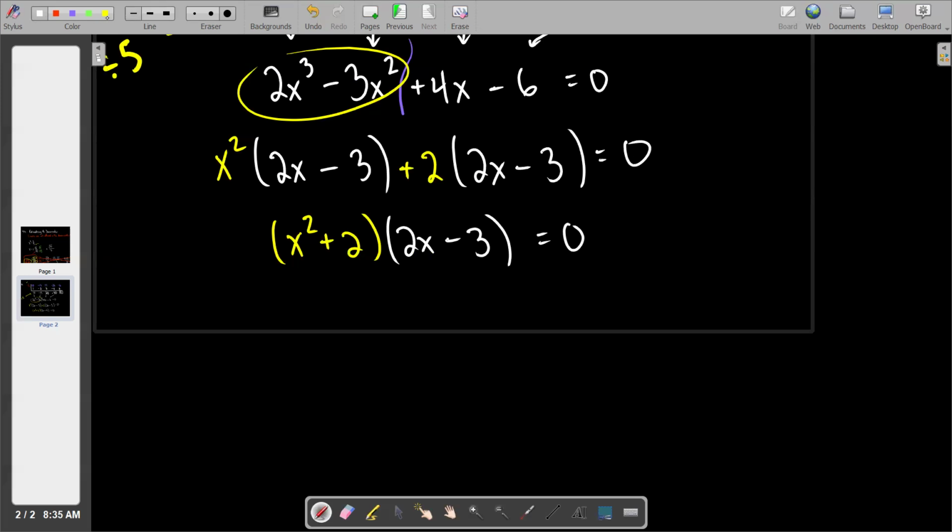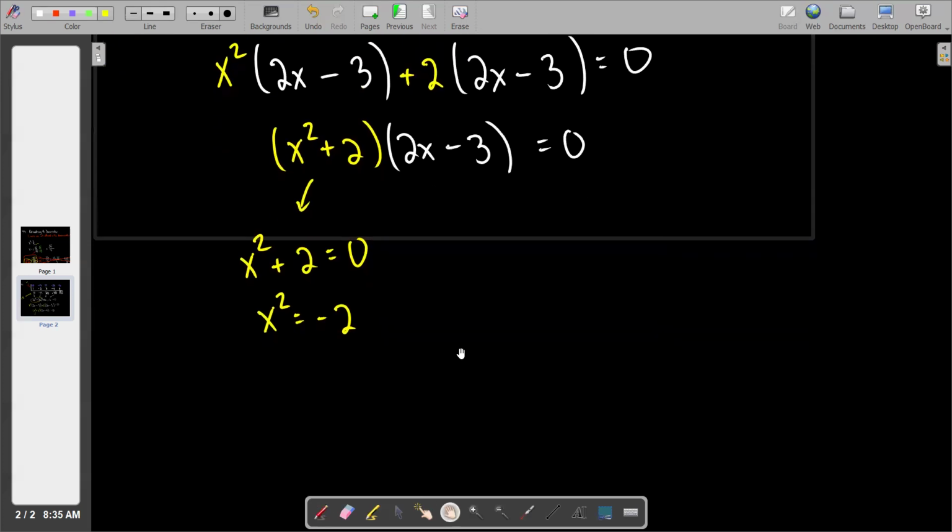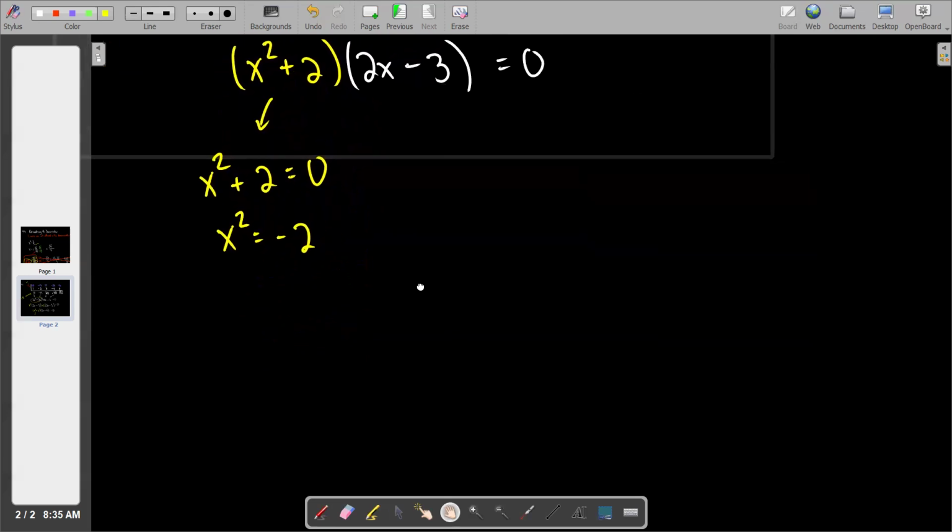Now, what we learned at the beginning of class yesterday is where that comes in handy. Remember, I need to set each factor equal to 0. If I set the yellow one equal to 0 and solve this little baby quadratic, what would I need to do first? You bet. We're going to get x squared equals -2. Then we have to take the square root of both sides. That's the finishing part of the process.